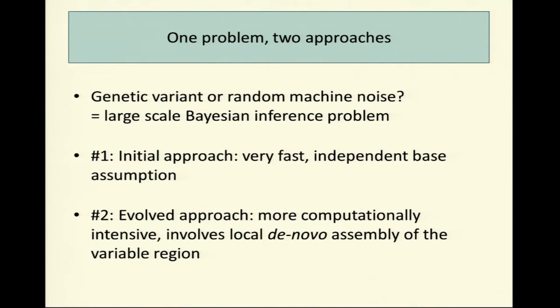So as I was saying, what we're dealing with here is essentially a large-scale Bayesian inference problem that is going to empower us to distinguish a genuine variant from random machine noise. In general, we take two approaches. The first approach, which is historically the most important and the one that we've been working on for a longer time, is the GATK tool UnifiedGenotyper, which I'm going to describe in a little bit. It walks position by position on the genome and tries to find out whether there is variation there.